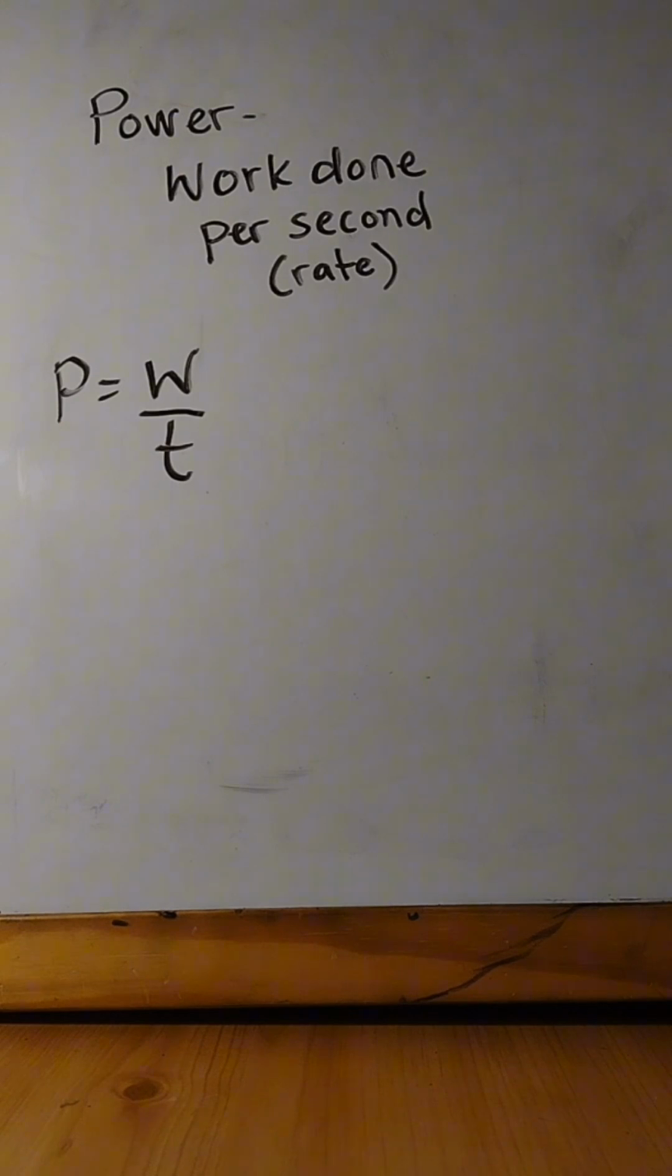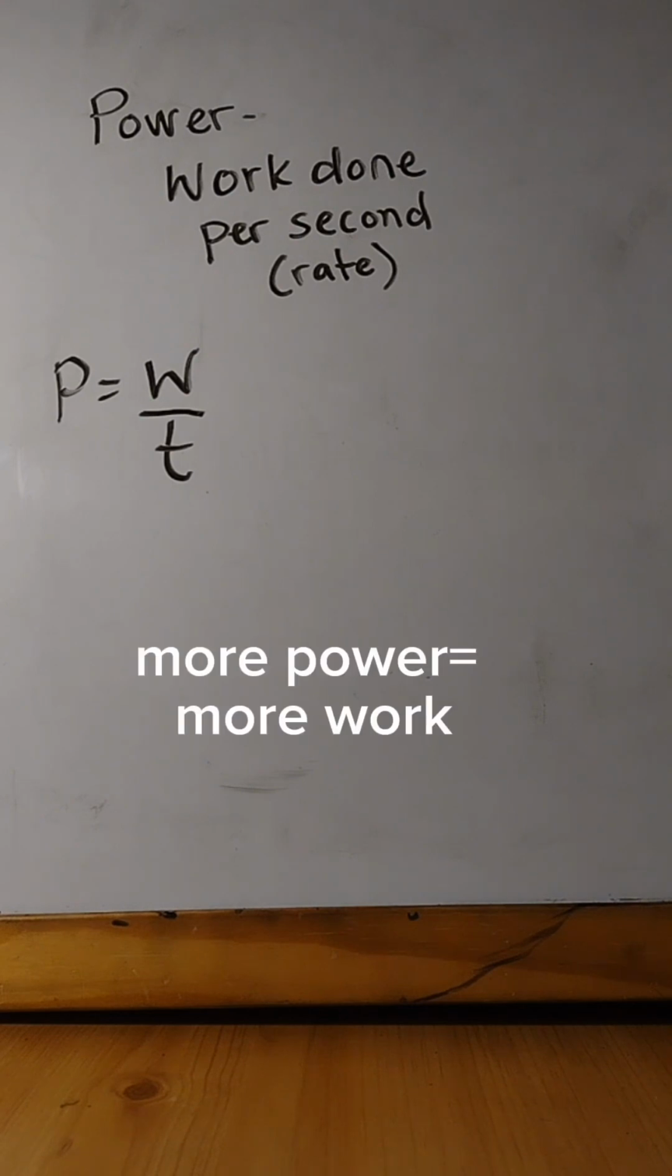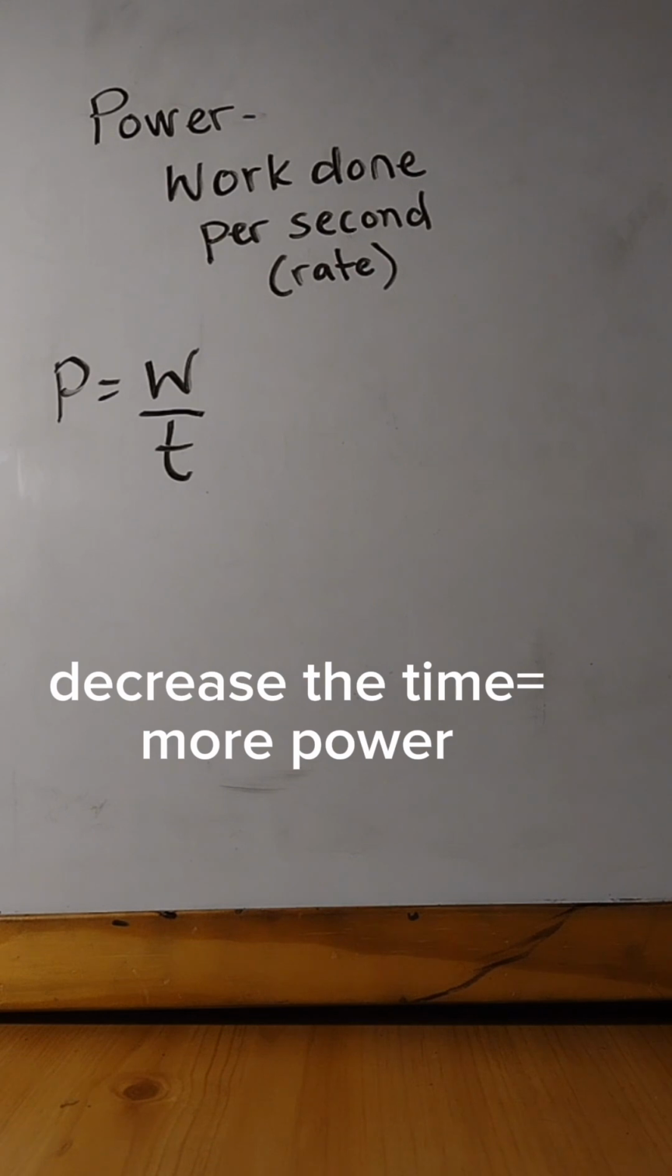To do work faster, to do work at a faster rate requires more power. So to do work faster, you increase the power. To increase the power, you would increase the amount of work, or you would decrease the amount of time it takes to do the work.